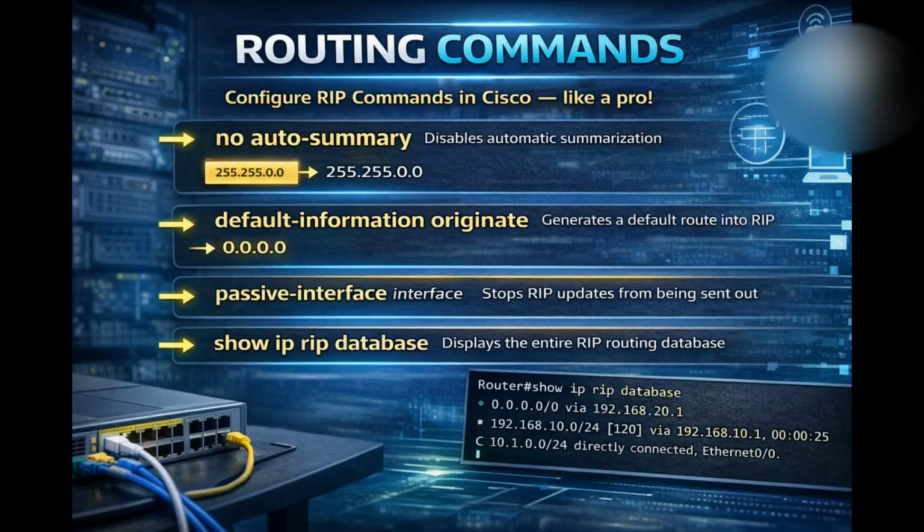Next, default-information originate. This command generates and advertises a default route into RIP, allowing other routers to use this router as a gateway to unknown networks.